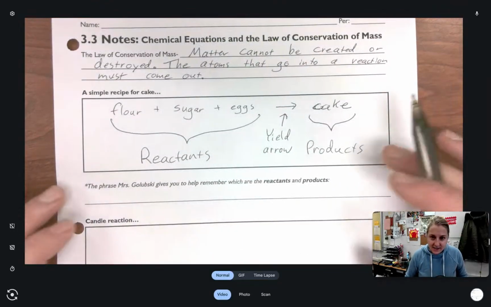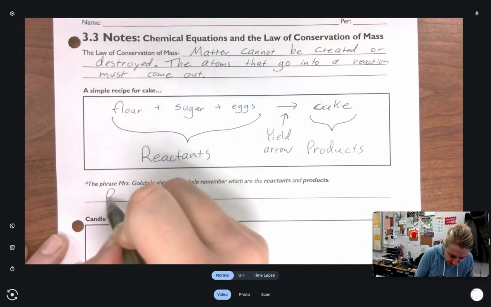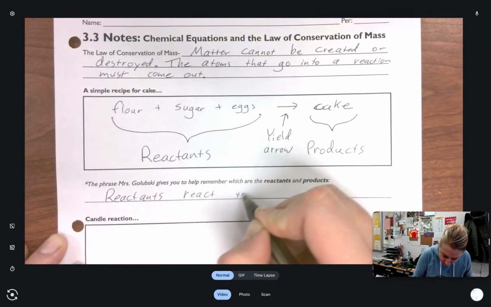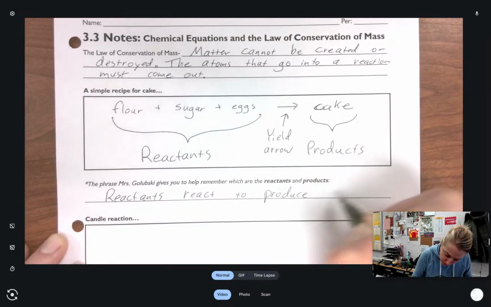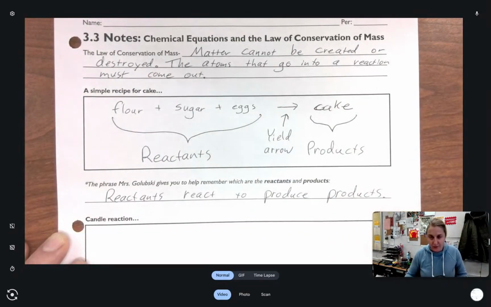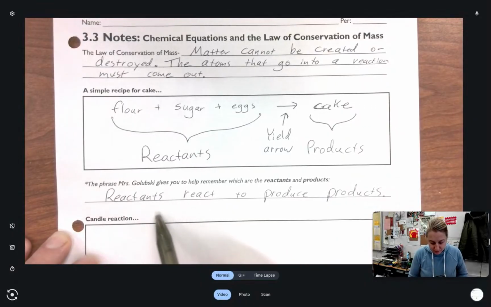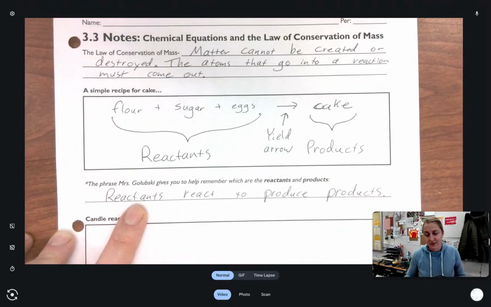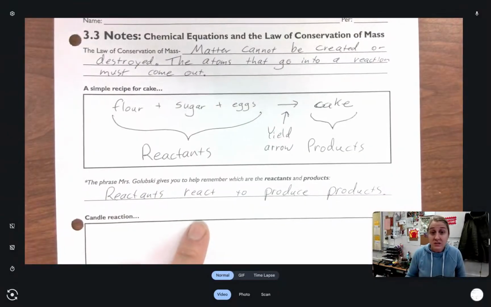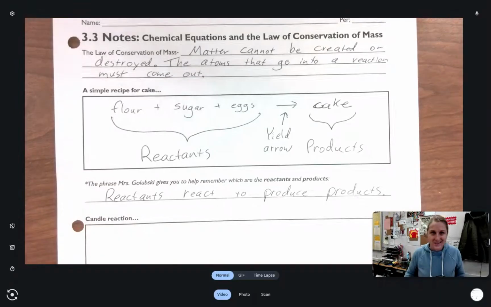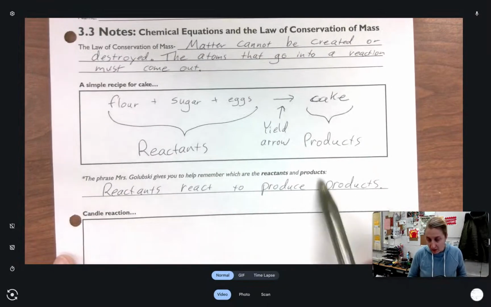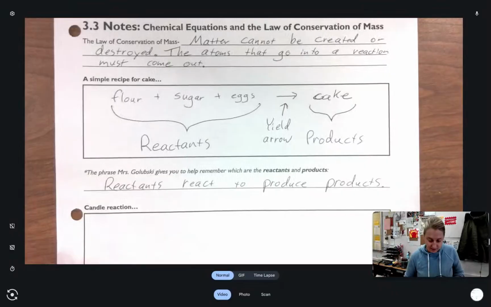A sentence that I like to give to students to help remember which one's which is: reactants react to produce products. So the reason I find that helpful, or that some students find that helpful, is because maybe the words reactant and product are a little bit scary, but maybe you know what it means to react and you know what it means to produce something. And so, putting it together this way is maybe helpful. Also, it helps you remember that reactants come at the beginning and products are what you end up with at the end of the deal.